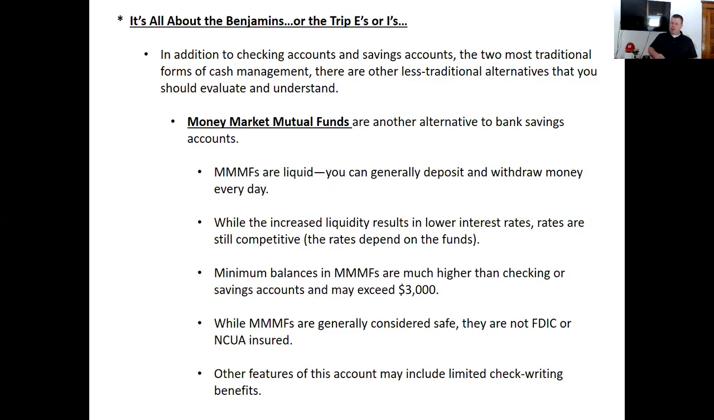MMFs are liquid. You can generally deposit and withdraw money every day. And while the increased liquidity results in lower interest rates, rates are still competitive. The rates depend on the funds. Minimum balances in MMFs are much higher than checking or savings accounts, though, and they may even exceed $3,000 or $5,000 that you have to have minimum in there. While MMFs are generally considered safe, they are not FDIC or NCUA insured.